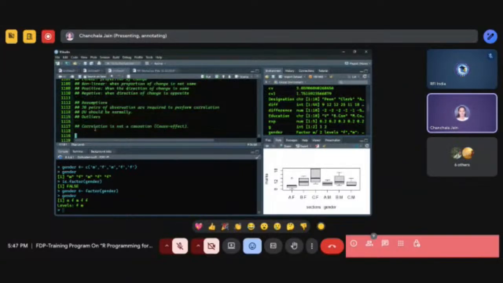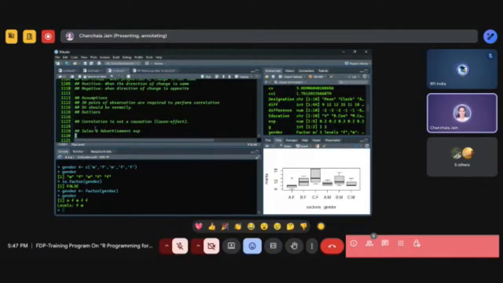Now, if I talk about R, how can we perform correlation in R? For that, firstly, we need to assume two variables, right? Suppose sales and advertisement expenditure. I think these two variables are not tough to understand.